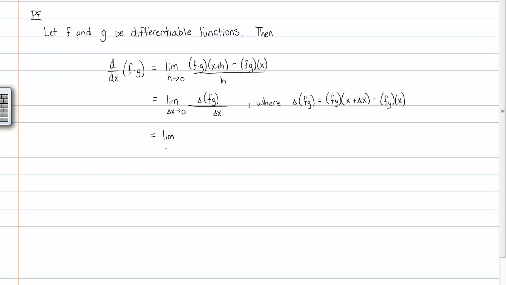So that says that that's equal to the limit as delta x goes to 0 of, and I'll put this in a big bracket because it will make my life a little bit easier, change in f times g plus change in f times change in g plus f times change in g, and that's all over the change in x, right? Because our denominator is that change in x.